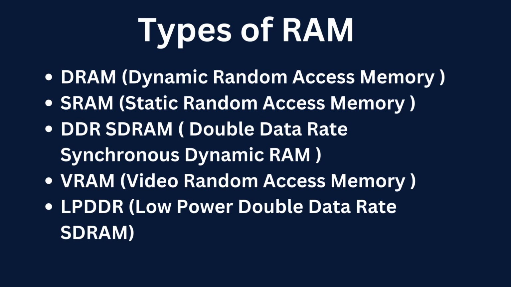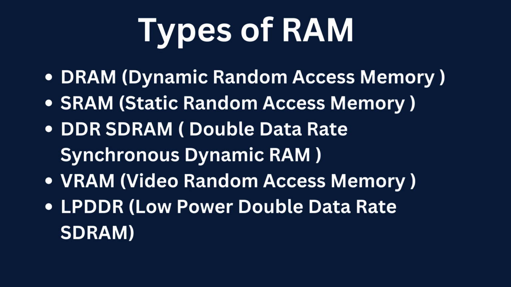SRAM, Static Random Access Memory, is faster but more expensive than DRAM. It stores data using a flip-flop circuit, which doesn't require constant refreshing like DRAM. Think of SRAM as a small whiteboard where you write information, and it stays there until you erase it. SRAM is often used in CPU caches for faster data access, providing quick access to frequently used data.